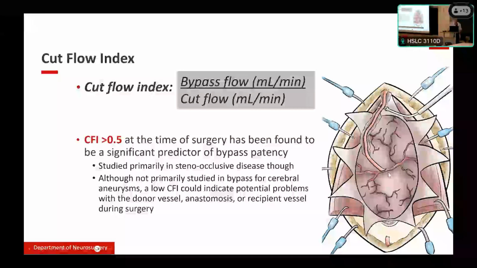And a cut flow index of over 0.5 has been repeatedly shown in our studies to be a significant predictor of bypass patency. Caveat is that this is studied primarily in steno-occlusive disease, so it's unclear if that's true for flow replacement bypasses, for instance, but you can imagine that it should be similar.